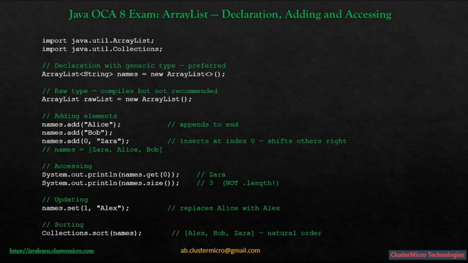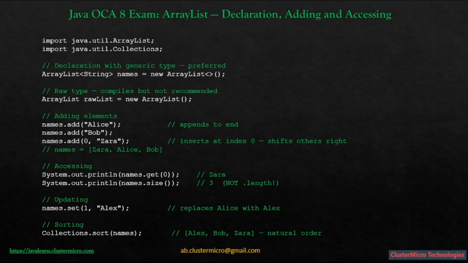ArrayList rawList equals new ArrayList. So this is a raw type, no generic specified here. You don't see any angle brackets with String or Integer or anything like that. So this is a raw list. It compiles and works, but the compiler gives you warnings because there is no type checking. Anything can go in and you need to cast when you take things out. The OCA exam recognizes this as valid, but it is not recommended.